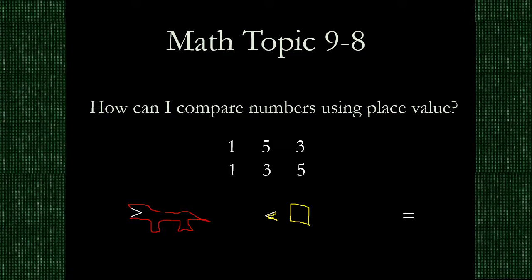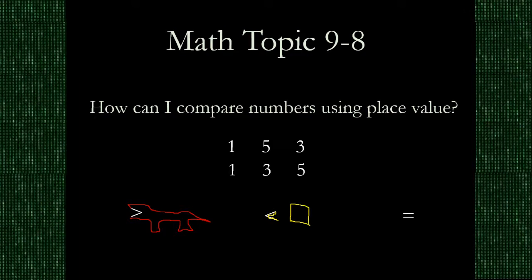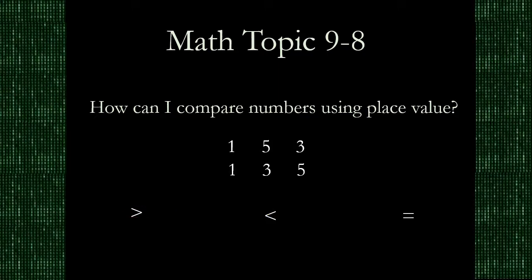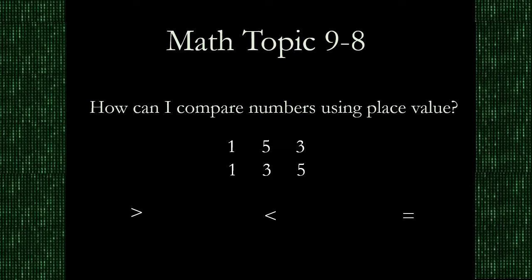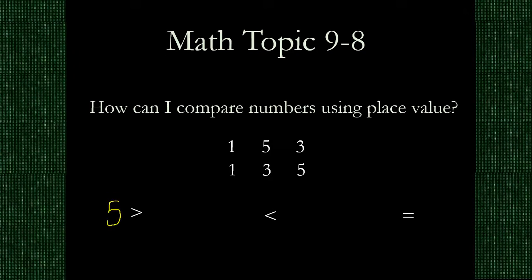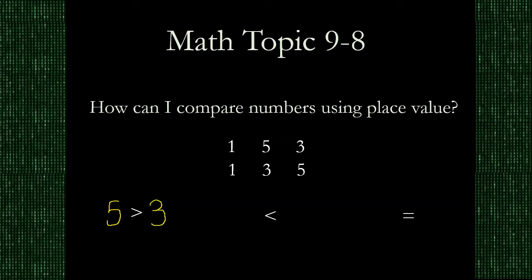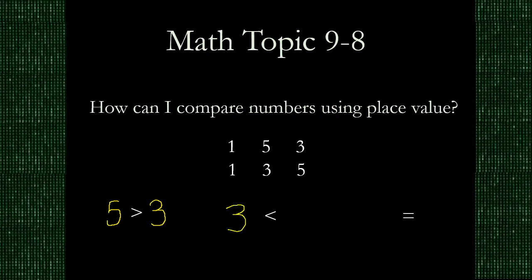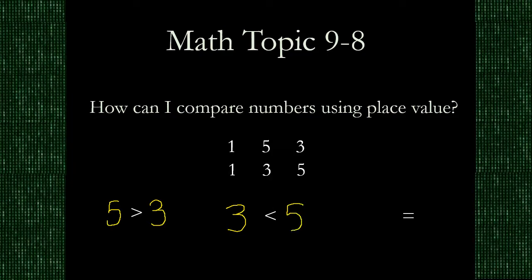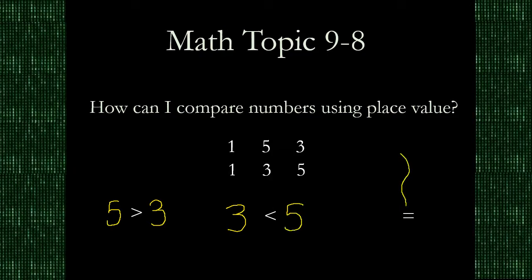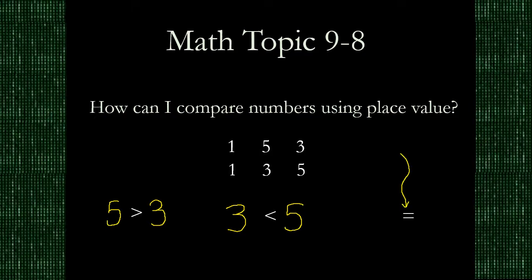So if we were to take very simple numbers, 5 is greater than 3. And you see how the alligator wants to go to the bigger number. We could also say that 3 is less than 5, or 3 is smaller than 5. And of course, we all know this one right here. This is the equal sign.